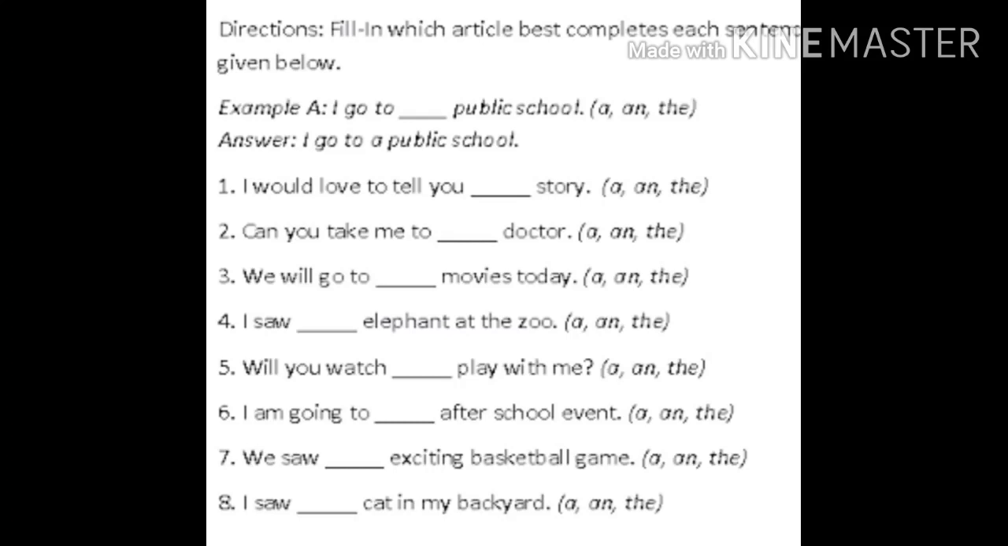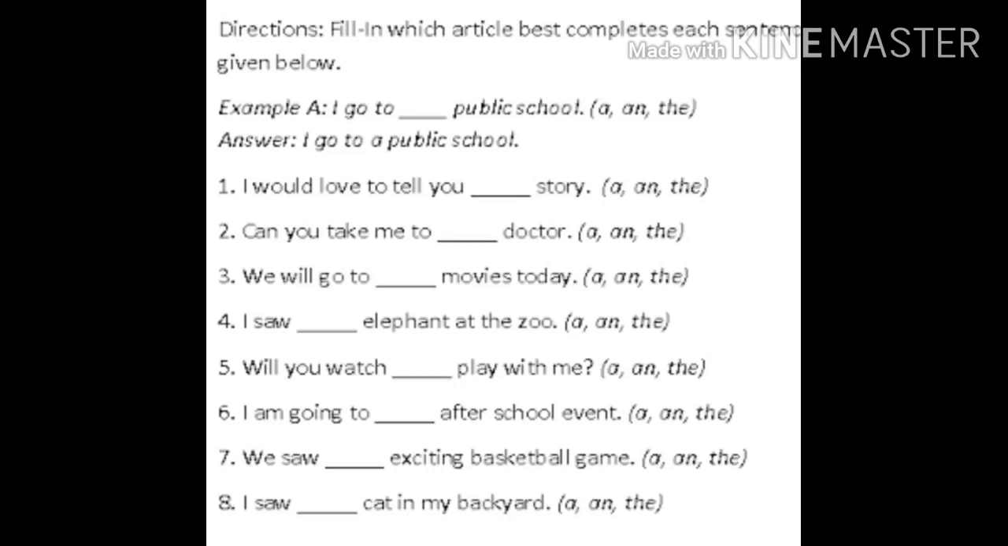Third: we will go to dash dash movies today. As we learned in the rule, "a" and "an" can only be used before singular nouns. But they use the word "movies", which means many, so this is not singular. So here you can use "the". We will go to the movies today. Sentence number 4: I saw dash dash elephant at the zoo. "Elephant" starts with E, and E is a vowel. Before a vowel we use "an". So, I saw an elephant at the zoo.